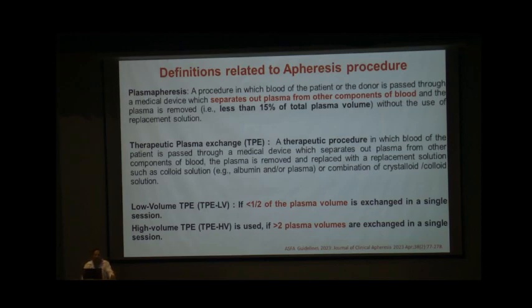Less than 15% of the total plasma volume is to be removed. This is what we always focus on in the case of donors. In therapeutic plasma exchange, we are doing it therapeutically. Many residents get confused with low volume TPE, high volume TPE, and standard volume. Standard volume is generally 1 to 1.2 plasma volumes, and in low volume TPE it is half of the plasma volume.